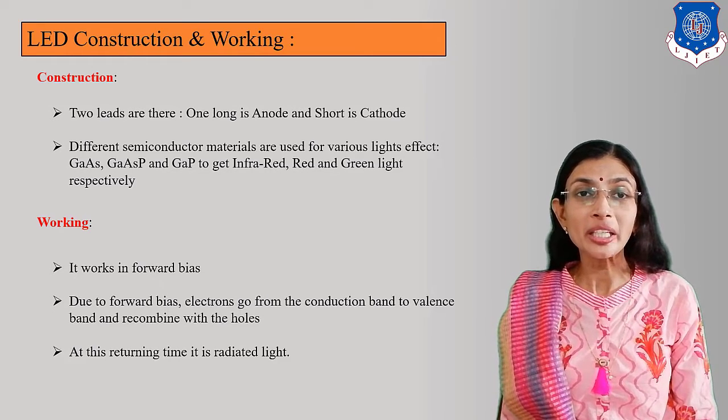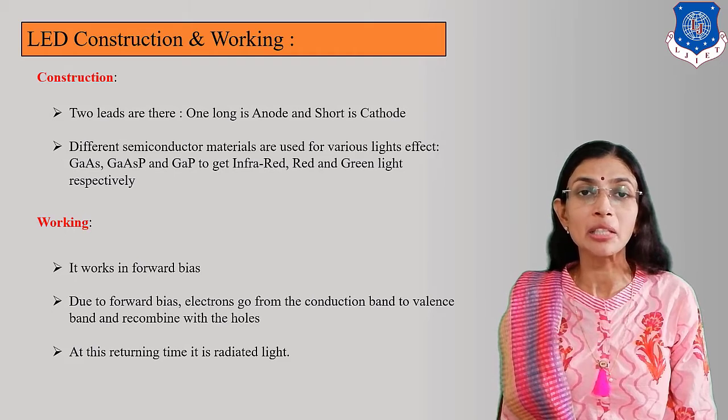So what is the main application and working principle of LED? That it emits light whenever it is connected in forward bias.